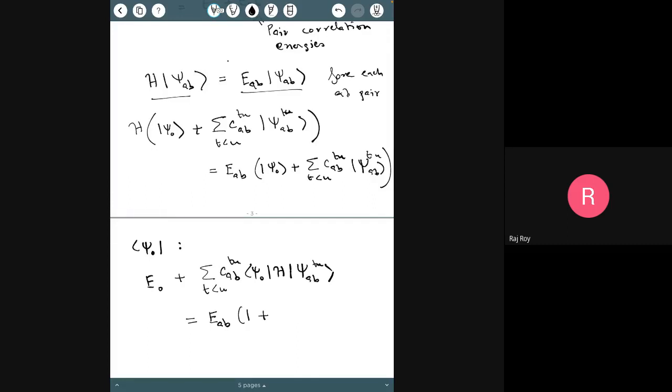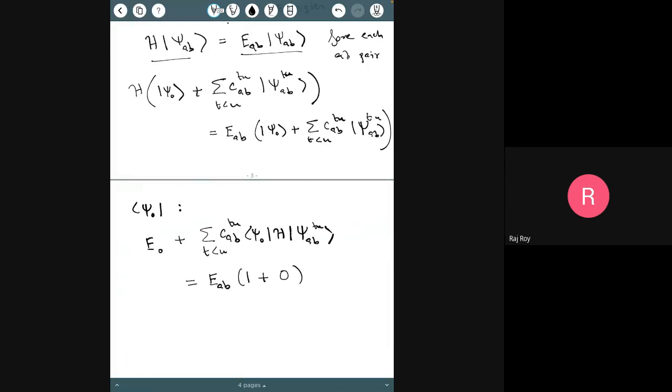Is that 0? Yeah. So psi 0 and psi AB to TU is 0 by Slater's rules. So the overlap between a ground state determinant and a particular excited determinant is 0. The intermediate normalization holds for the entire wave function. But for individual determinants, the overlap is 0 if they differ by even one spin orbital. So this is 0.